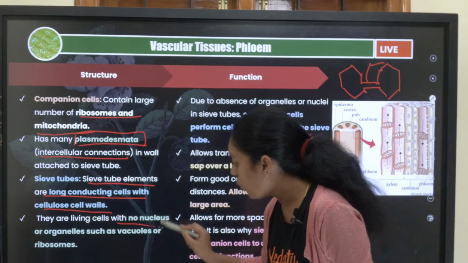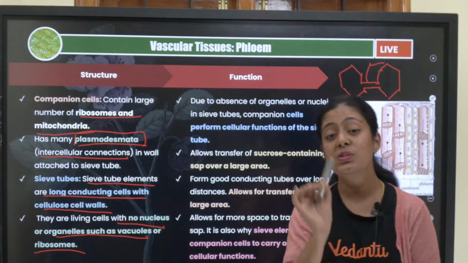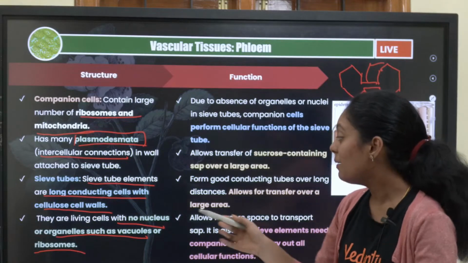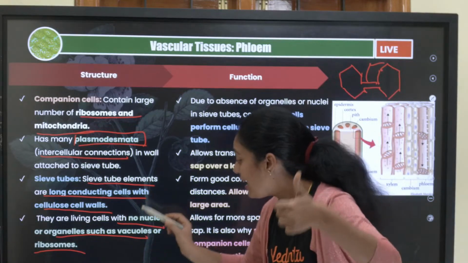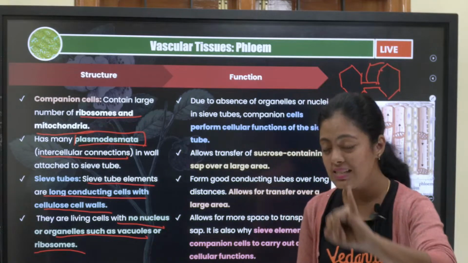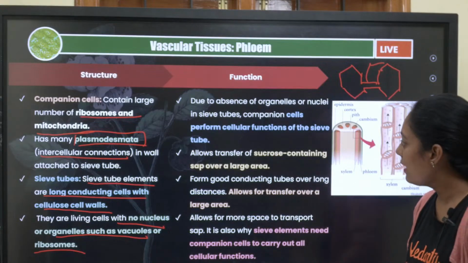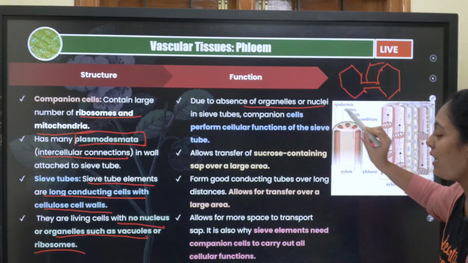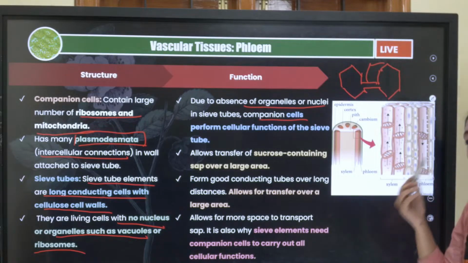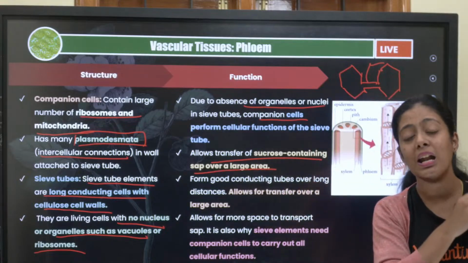They are living with no nucleus or organelles such as vacuoles or ribosomes. So the sieve tube element is living, because it has cytoplasm, but it does not have any nucleus or organelles such as vacuoles and ribosomes. So it is clear your companion cell is living and your sieve tube element is also living. Due to the absence of organelles and nucleus in the sieve tube, the companion cell performs the cellular functions of the sieve tube. I already told this. They allow the transfer of sucrose-containing sap over a large area.